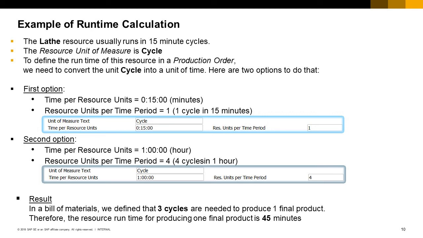The resource runtime calculation is bill of material quantity X time per resource units / resource units per time period. In our example, it is 45 minutes. Now that OC Wood Trend knows how to define the runtime of the resources, they can plan and manage the capacity of these resources. The way to define and manage resource capacity is described in the course topic Resource Capacity.